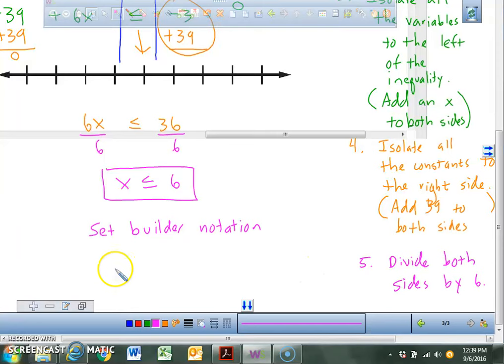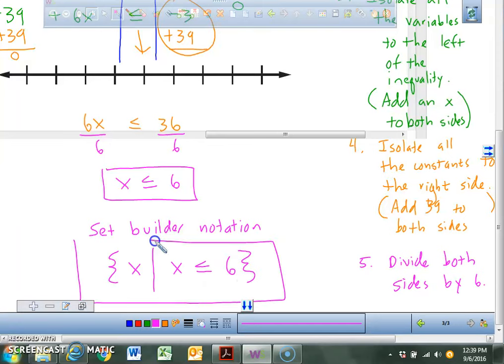So in your journal, this is what you're going to write, and you're going to transfer it to your paper. You're going to write the set symbol. You're beginning a set of all x values such that x is less than or equal to 6. This is your answer in set builder notation. So write that down in your journal and then transfer it over to your paper.